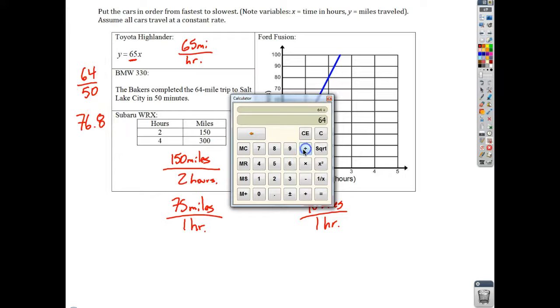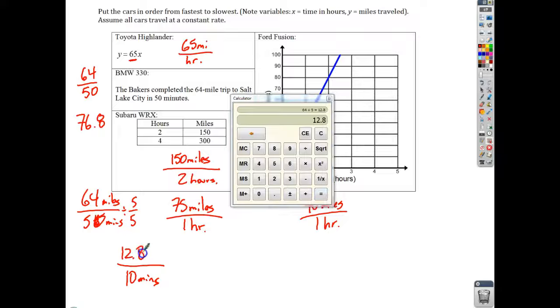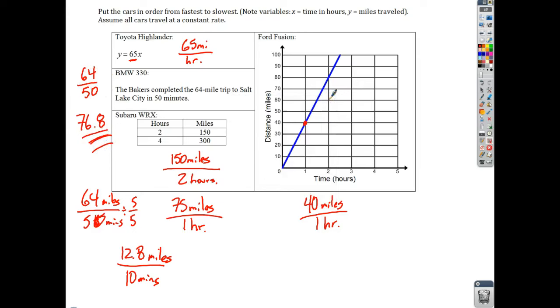So it's 64 divided by 5. Miles in 50 minutes, and I'm dividing this by 5. So what it's telling me is how much it is in 10 minutes. 64 divided by 5 is 12.8. So this is how much it is in 10 minutes: 12.8 miles in 10 minutes. And then I'm just going to add that to the 64. So it's 76.8. So we know that in this case, the BMW is the fastest.